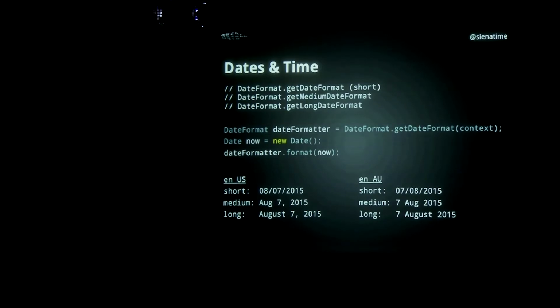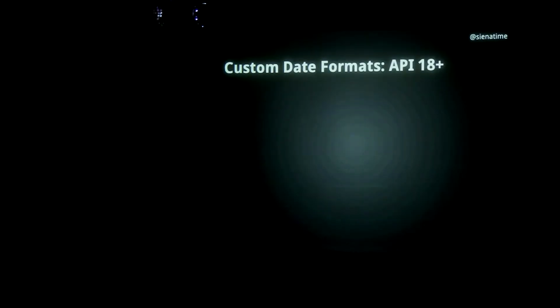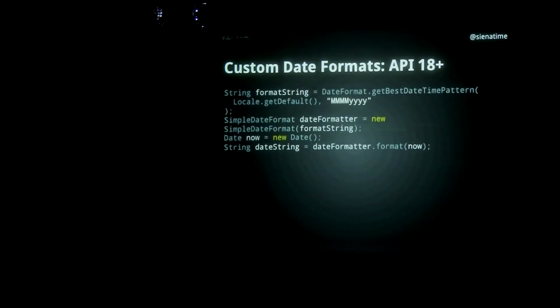This is all well and good, but this is only three date formats. And maybe you're like us and you want some custom date formats. Like you want to show perhaps just the month and the year. Here's how you do this in API 18+, and I'll get to the others in a second. You can use this awesome API, get best date time pattern, and you just pass it the components you want. Here we've passed it a month and a year, and then we format that date. The output we get is properly formatted per the locale.